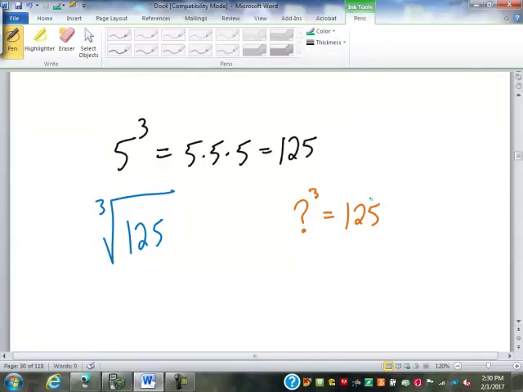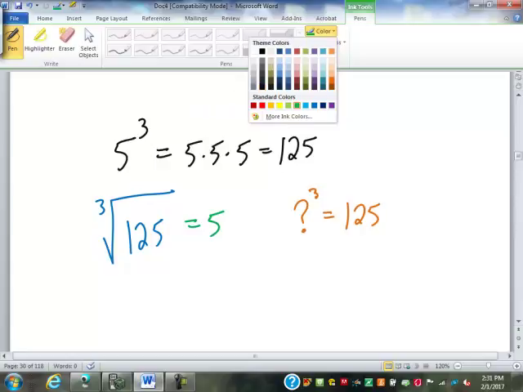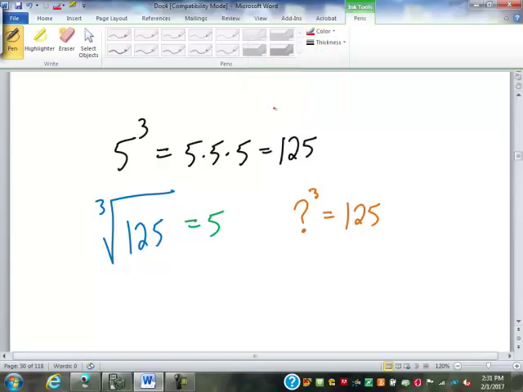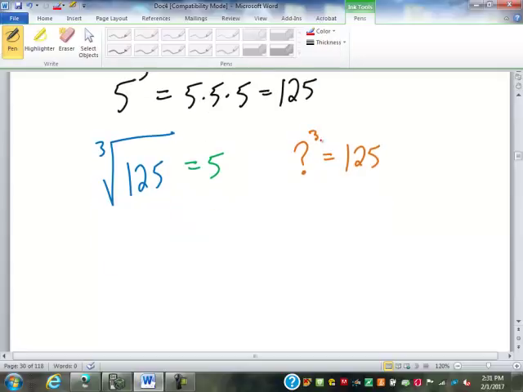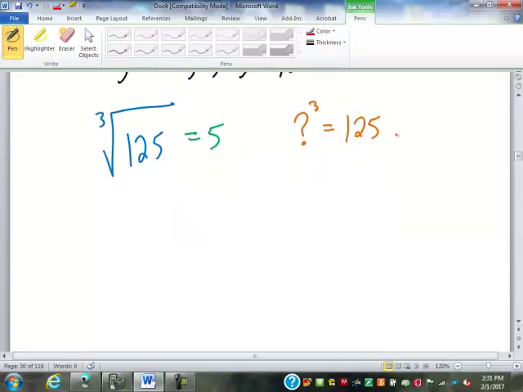So, guys, stay with me. What number to the third power is 125? 5. So the cubed root of 125 is 5. Now, if you don't know how to calculate the cubed root on your calculator, and you don't have it memorized, which I can't blame you if you don't, there is actually a relatively simple way to do cubed roots and other roots.